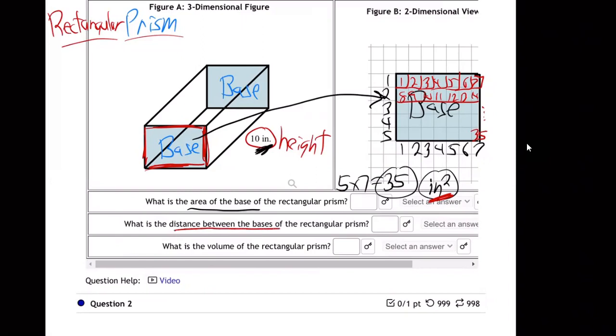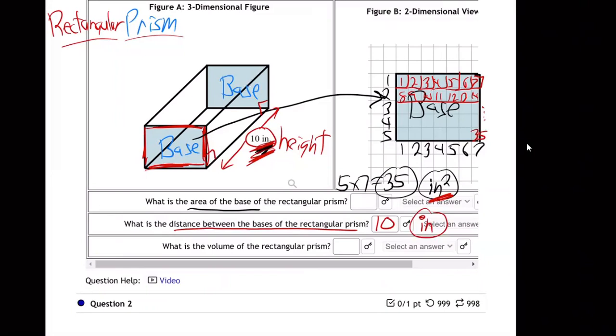And then what is the distance between the bases? Well, that's the height. That's the 10. That's the distance between the bases. And notice the height goes at 90 degrees to the bases. We always see that principle, right? Height is 90 degrees to the bases. This is 10, and it's just going to be regular inches, isn't it? This is just 10 regular inches, which is distance.